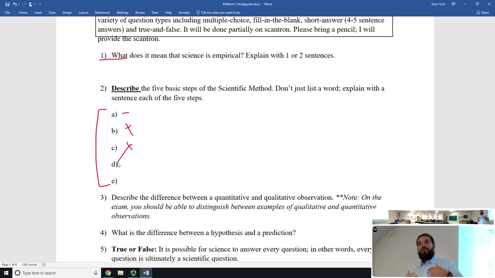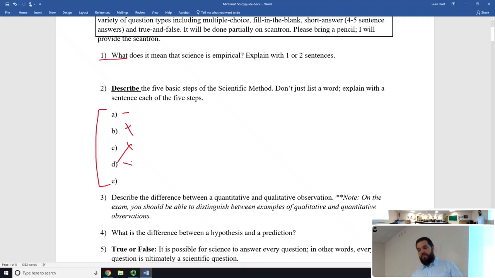A prediction is just a guess about what's going to happen based on your hypothesis. If Y happens because of X, then I expect to see this, whatever that is. A hypothesis is totally different. A hypothetical statement is causal. It's saying X happens because of Y. A predictive statement is just saying, I expect to see this. I predict I'm going to see this if my hypothesis is true. So that's how you would tell the difference between those.